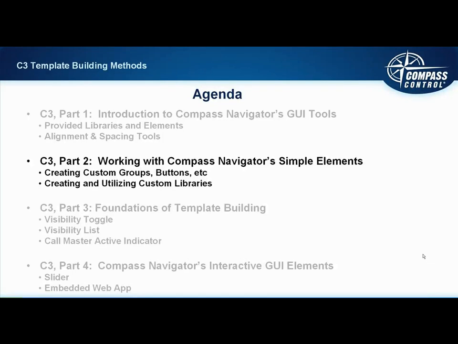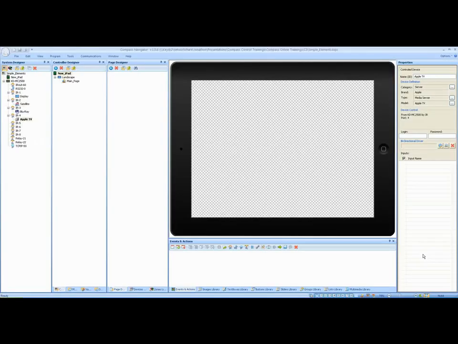Hello and welcome to C3 Part 2, Working with Compass Navigators, Simple Elements. We're going to create custom buttons, groups, and additional elements, images, etc. And we're going to create custom libraries out of those buttons and groups that we've created on our own here. So we're going to go ahead and flip right over to our Compass Navigator software.